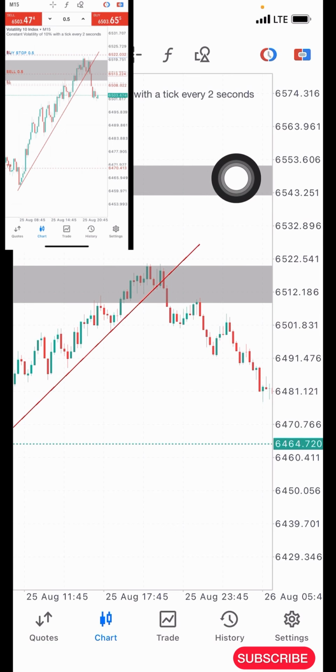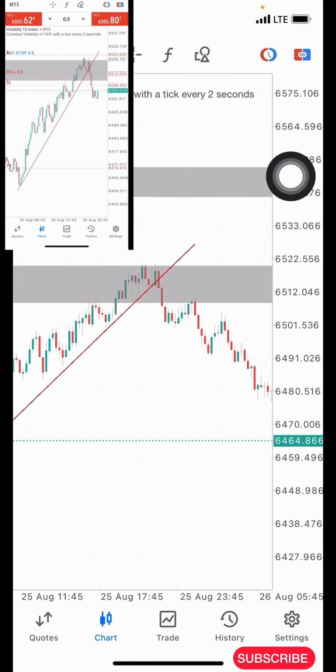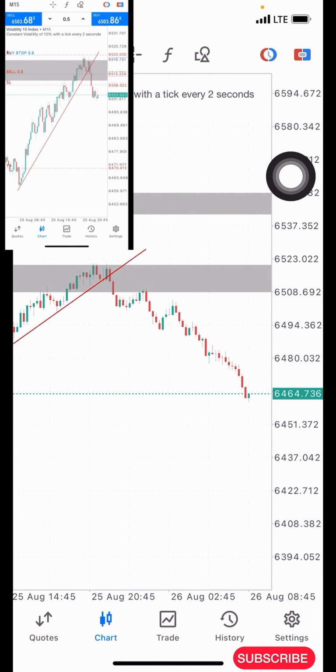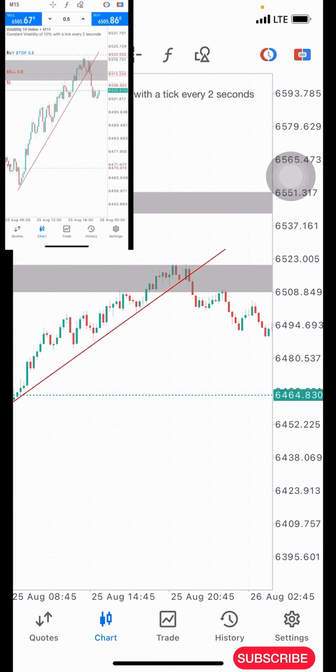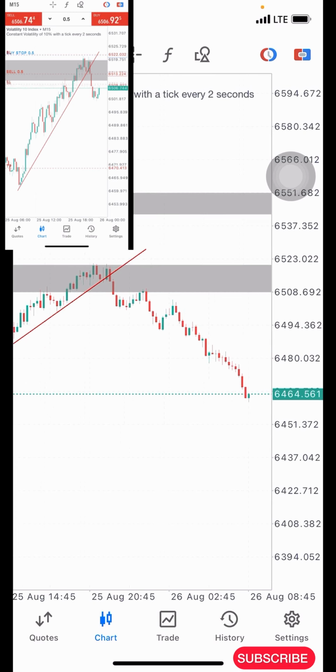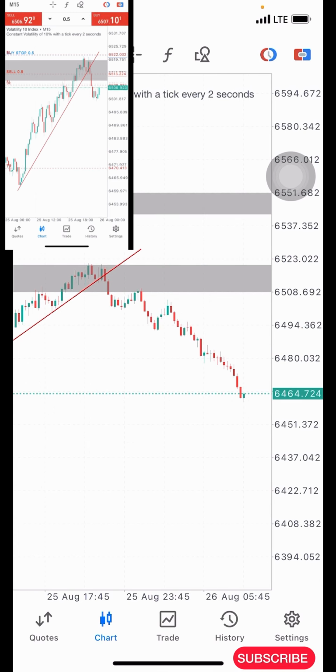Okay, so I took this trade yesterday night. It was in the night around 11 or so. As you can see the time over there, that was when I took the trade. Then I decided to record it to see how it will play out, so that I will show you guys how you can go about it.